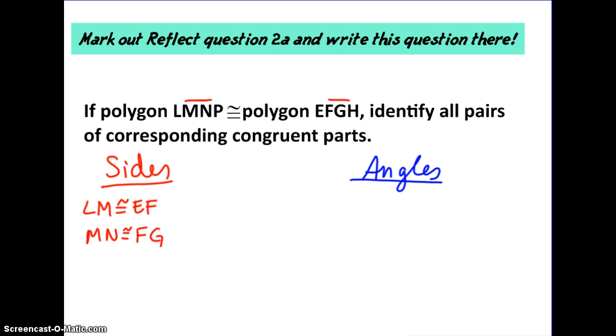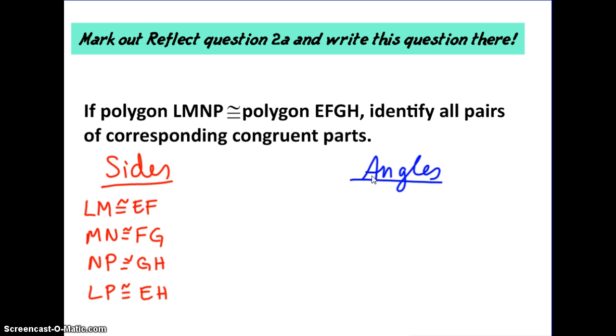Okay, I gotta be careful. My L looks like an angle there. L. There we go. And then NP and GH. But this is a polygon with 4 angles and 4 sides, so we need also LP, the first and last, which is congruent to EH.